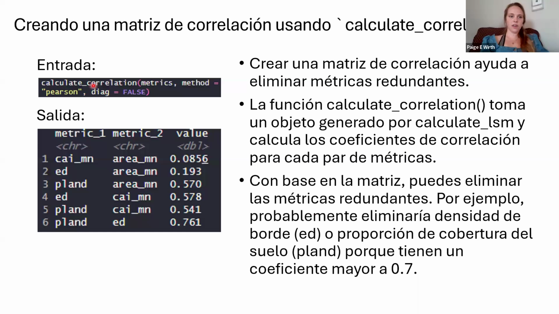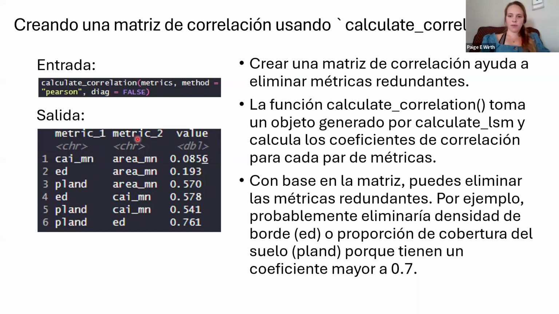We'll run this function using the object we just created in the last slide as the first argument, so that's metrics. And then we'll be using the Pearson correlation coefficient for our method. That's the default. And then we're going to set diagonal to be false. And that's just saying that we don't care if the metrics are correlated with themselves, because they always will be. We don't want to see that, so it'll be false.